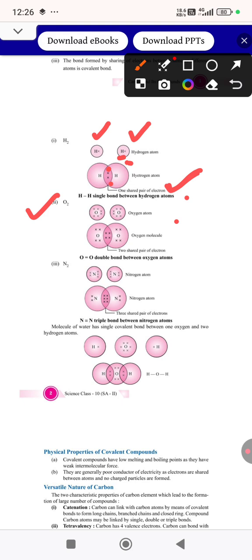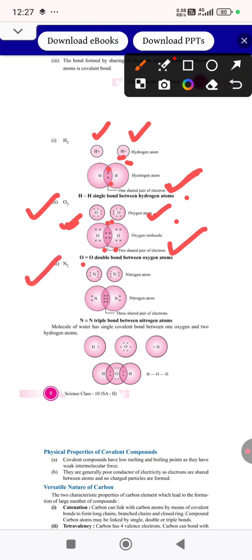For oxygen, O has 6 valence electrons, that is, 6 electrons in its outermost shell, and the other O also has 6 electrons in its outermost shell. Two electrons from each share together and form shared pairs of electrons. There are two shared pairs of electrons, so they form a double bond.